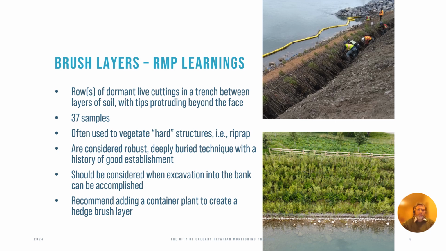Starting with brush layers. Brush layers consist of dormant live cuttings placed in a trench, layered with soil and with tips protruding. There were 37 transects assessed for brush layers, often used to vegetate hard structures like riprap. This technique was shown to be robust and had shown good establishment, especially in older sites. We recommend using brush layers when excavation into the bank is possible, but then consider adding 1 container plant per meter to create a hedge brush layer.